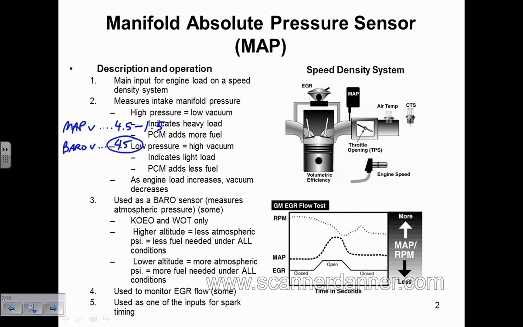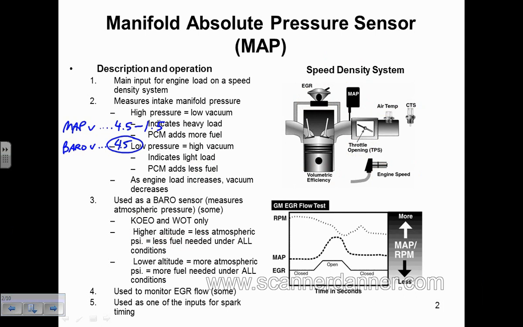So what happens if you're driving in the plain states and you start climbing the Rockies? Isn't there a necessity for an updated BARO calculation as you're climbing the mountains? And so there is another time where we can use the MAP as a BARO, and that's at wide open throttle. At wide open throttle, there is no vacuum.